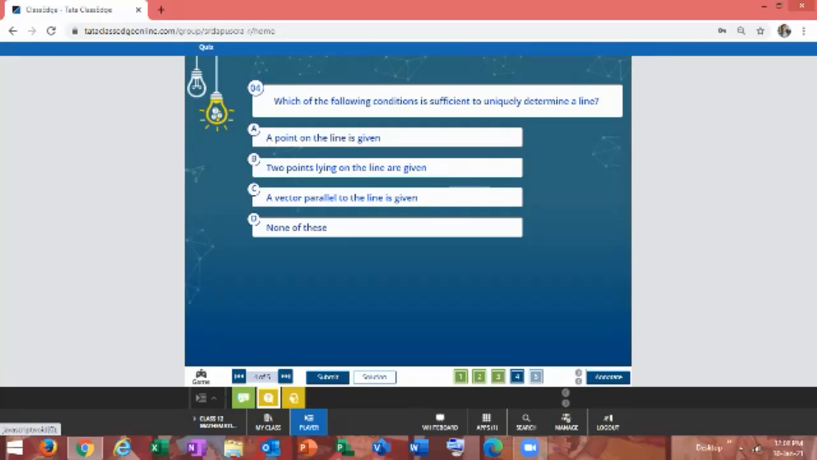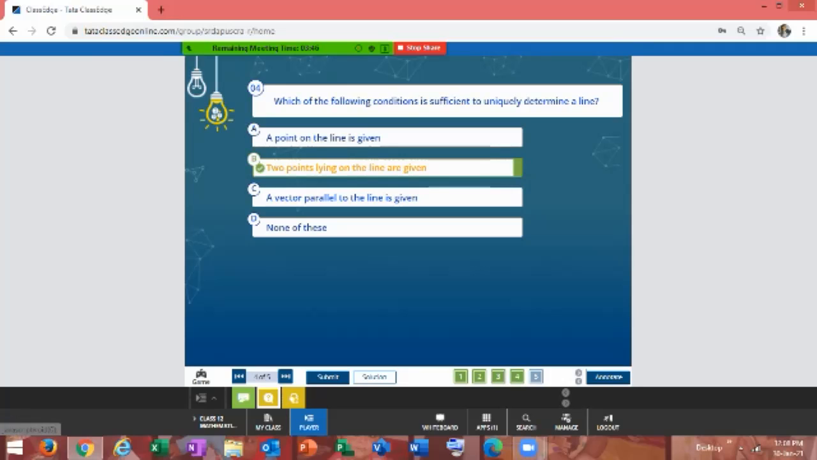Okay, then which will be the correct answer according to you? B, sir. B. Okay, if you are telling B, then suppose it is B. Look now, is it correct or not? You check. Yes, very good. The 2 points lying on the line are given. That means you students are very confident about it. Very good, excellent. That means the sufficient condition to uniquely determine a line is that 2 points lying on the line are given.